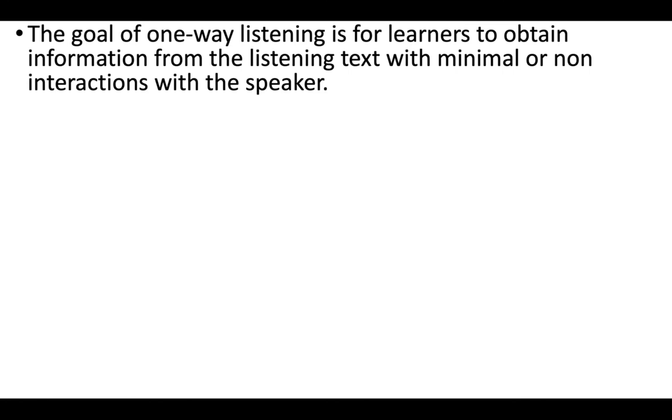I guess you can get the idea, like one way, just going one way. So this is a task where a learner is really not involved in any interaction, basically. All right. Non-participatory listening task. So the goal of a one-way listening is for learners to obtain information from the listening text with minimal or non-interaction at all with the speaker. Do you understand? Minimal or no interaction at all.